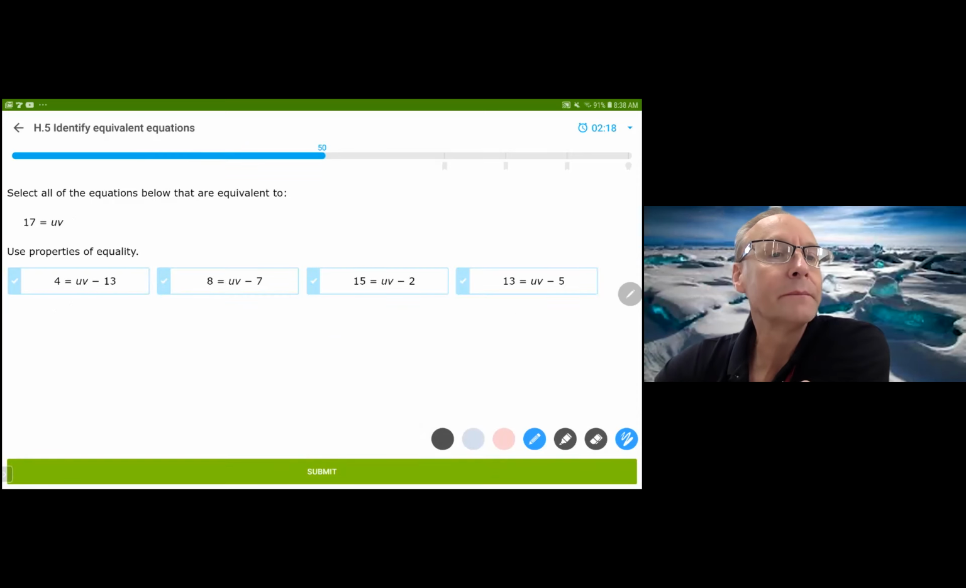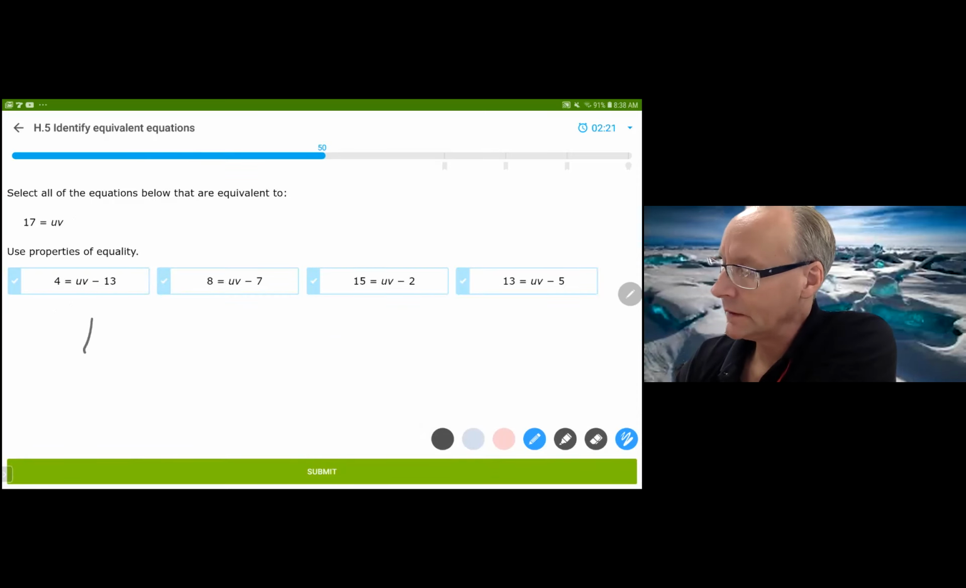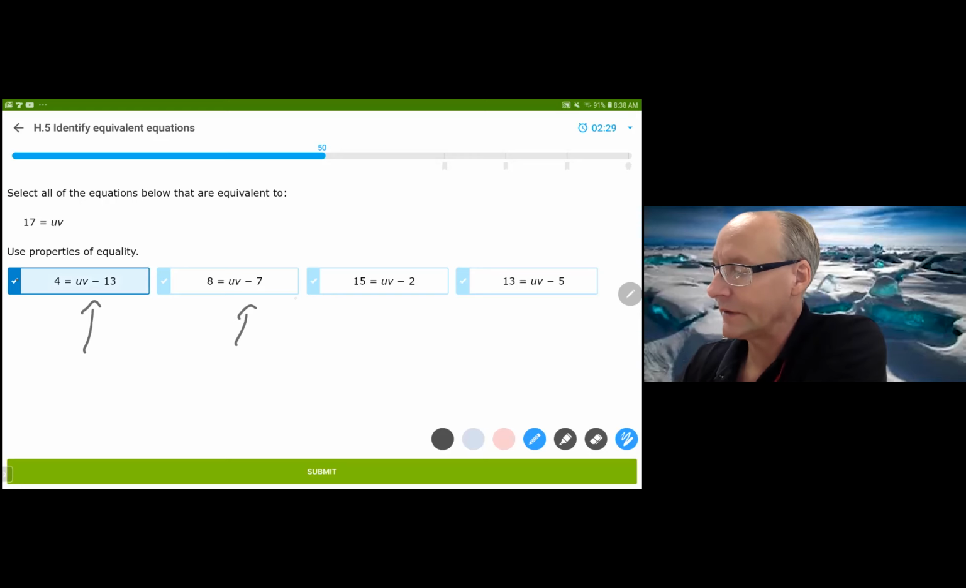Let's see what we got here. In this first one, we subtracted 13 from the right, and we also subtracted 13 from the left. In this one, we subtracted 7, but on the other side, we did not. In the third one, we subtracted 2 from the right and 2 from the left, so it is correct. And in this final one, we subtracted 5 from the right, but we did not subtract 5 from the left, so it is only those two.